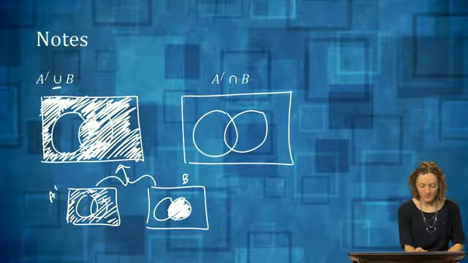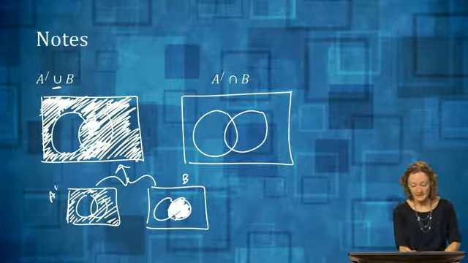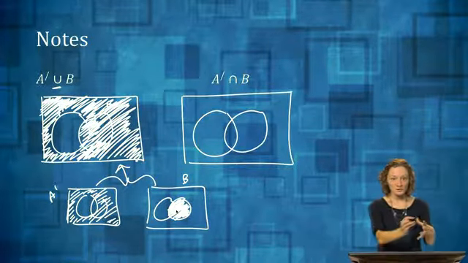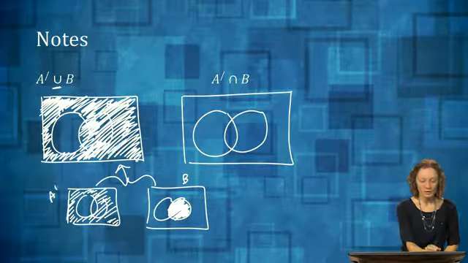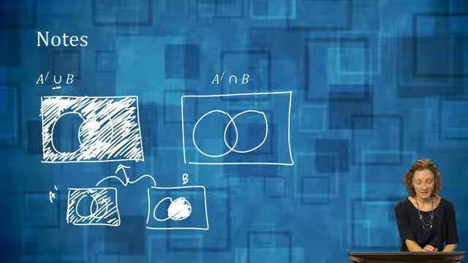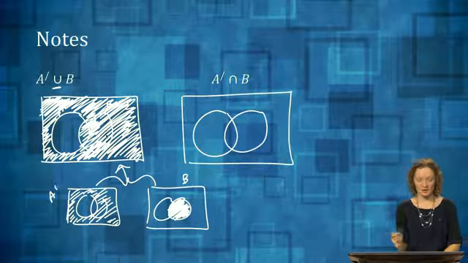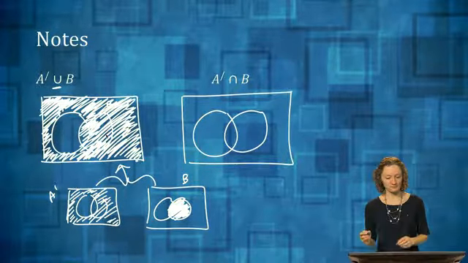While this first picture doesn't have the overlap shaded in, the second one does. And in the union, it's everything from both. So if this is what you were looking for, A complement union B, this is where you would shade your answer or pull your answers from.